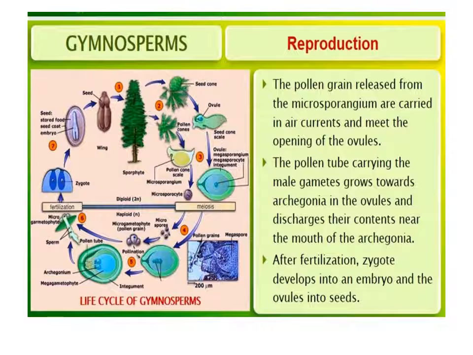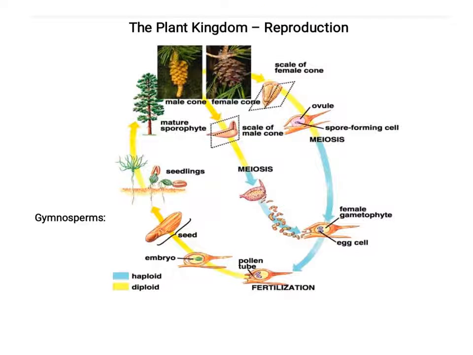The pollen grains released from the microsporangia are carried in air currents and meet the opening of the ovule. The pollen tube carries the male gamete, grows towards the archegonia in the ovules and discharges its content near the mouth of archegonia. After fertilization, zygote develops into an embryo and ovules into the seeds. Here is the life cycle of gymnosperms which shows two distinct characteristics, that is sporophytic stage and the gametophytic stage.